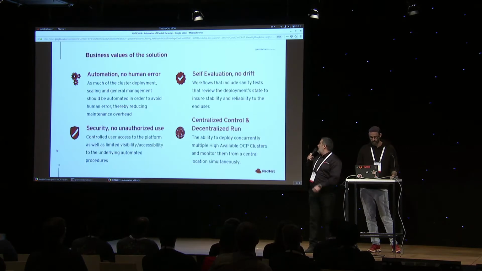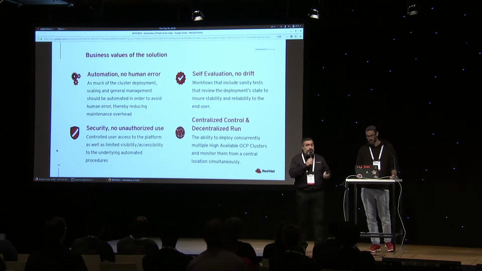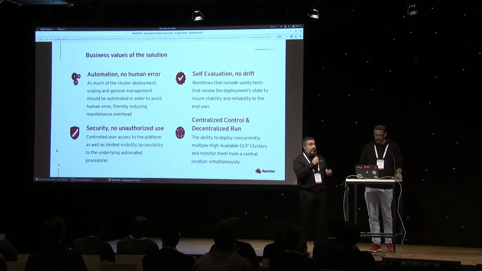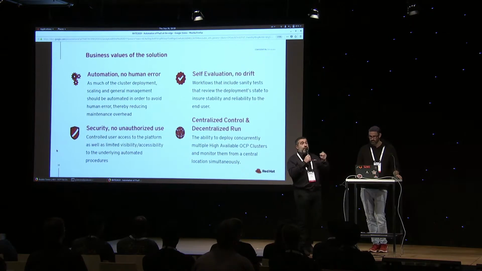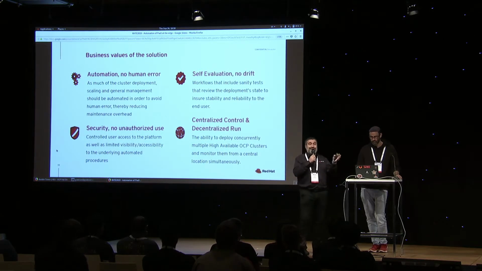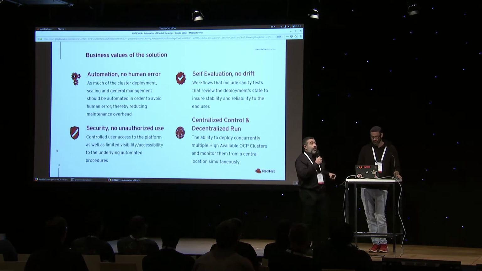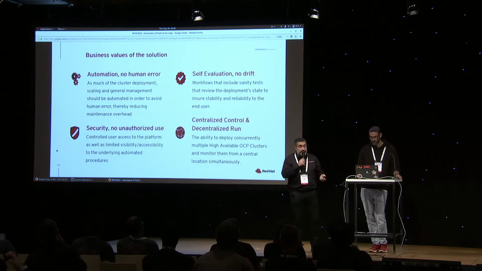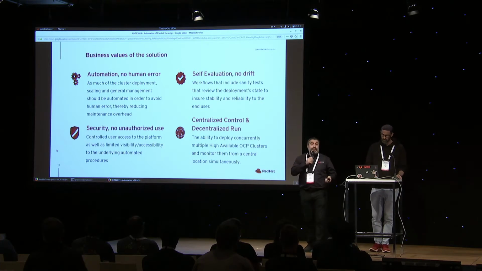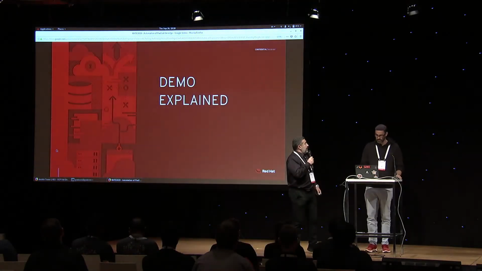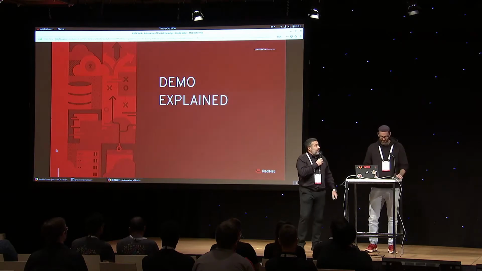So, looks good. Business values that we provide in this solution: we have no human errors or a minimal number of human errors. We can do it automatically, repeatably, self-healing. We provided scaling out to different locations and scaling out in the existing cluster. We have sanity checks. Not everyone can do it. We have security, no unauthorized use, and centralized controls with decentralized run. Guy, do you want to start to explain them?